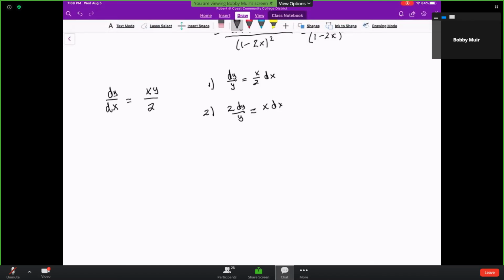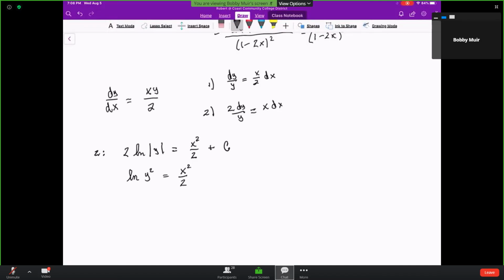Okay, so by using number 2, we're going to get 2 natural log of absolute value of y is going to be x squared over 2, and then I'll put just the constant out there. Okay, now the reason I did this was because I can move that to the inside and get rid of the absolute value signs.